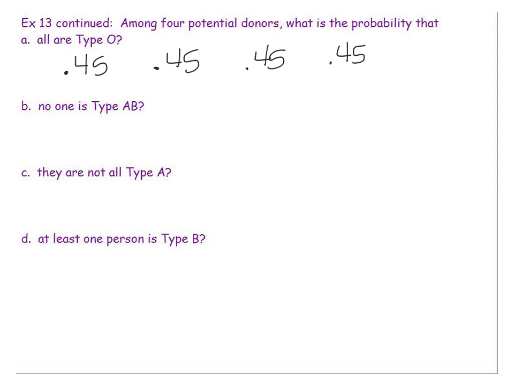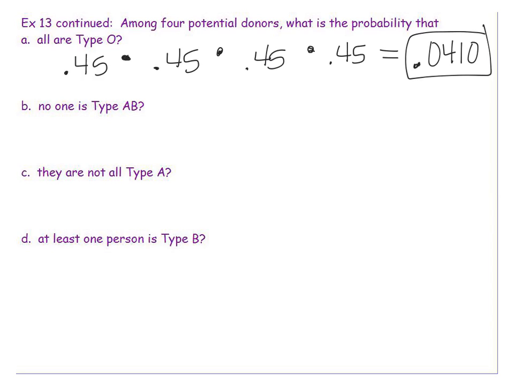The question is, what word is connecting there? Well, we want all 4 of them to be type O. So that means that we are saying the first one is type O, and the second one, and the third one, and the fourth one. So as you can see, that is multiplication. Now, when we multiply this time, for the first time, we're going to get a longer answer. My general rule with decimals on problems like these, I want 4 decimal places. So we're going to round that to 0.0410. 4 decimal places if you're doing a percent problem.